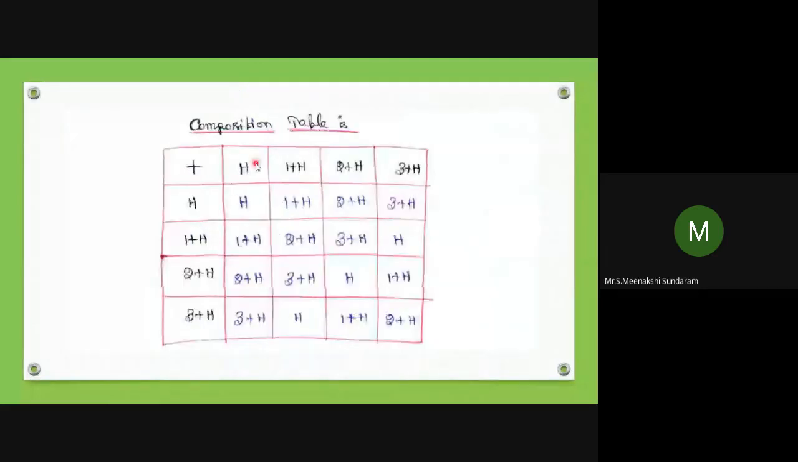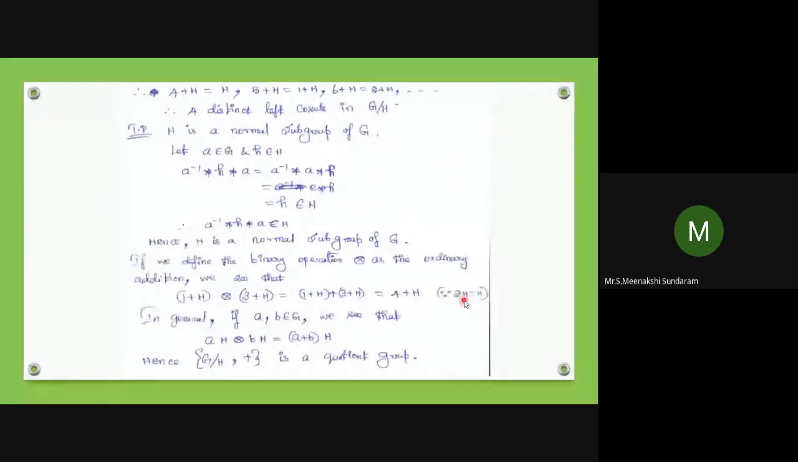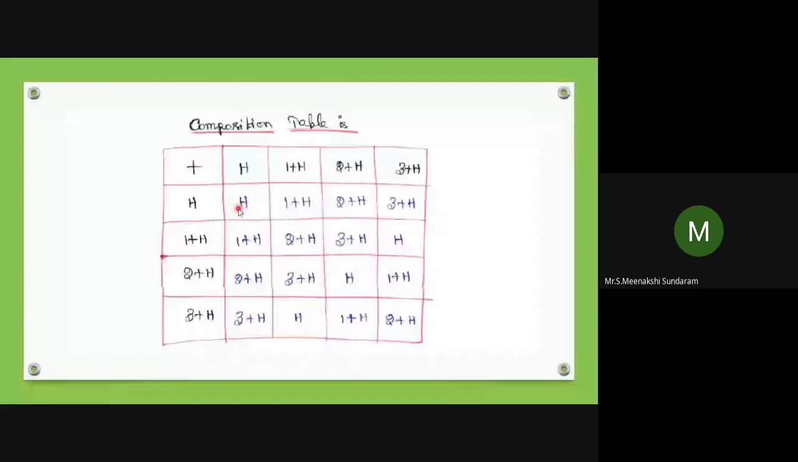So h plus h, 2h, is nothing but h. That we can write here. h plus 1 plus h is the same. 1 plus 2h, the answer is 1 plus h. Here you can add 2 plus 3h, which is nothing but 2 plus h. Since that is the identity, h is the identity here, and it is a group.